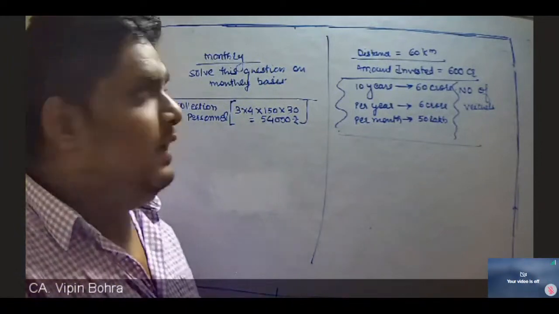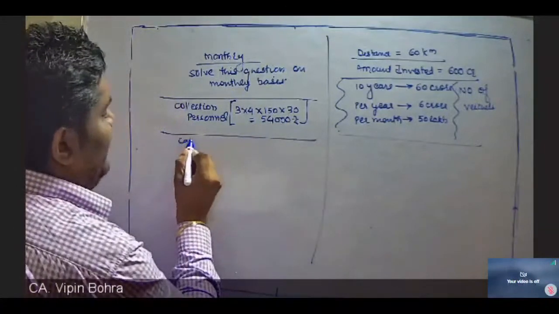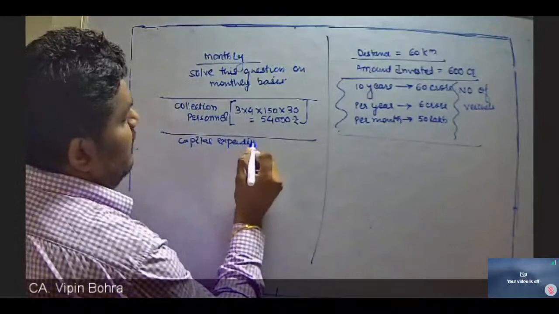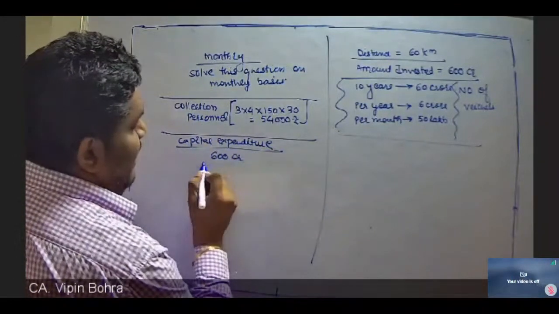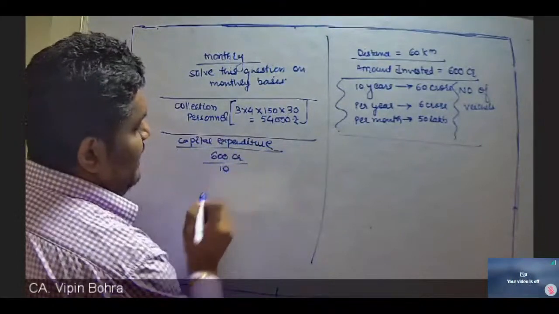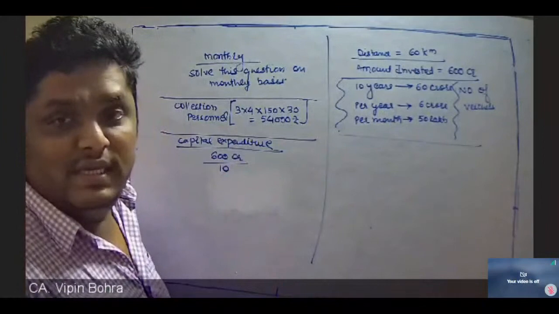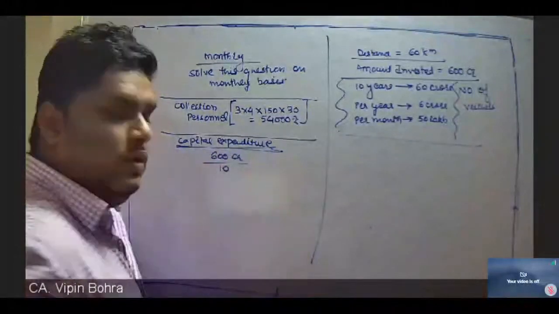One more thing, the capital expenditure we have incurred is a total of 600 crores, and we want to recover that in 10 years. So per year we have to recover how much? 60 crores. Again I repeat, we have a capital expenditure of 600 crores.